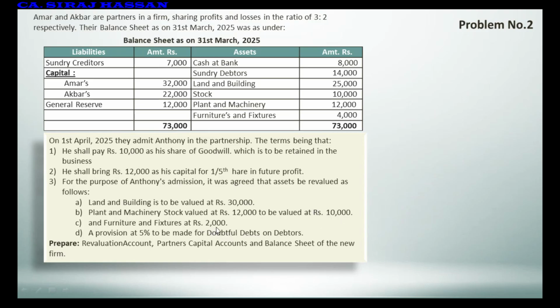Furniture and fixtures will be valued at rupees 2,000. Earlier it was 4,000. And a provision of 5% is to be made for doubtful debts. That means out of 14,000, RDD needs to be created at a rate of 5%. In other words, it means there is a 5% chance of the debts being lost, so the business will keep a provision of 5%.